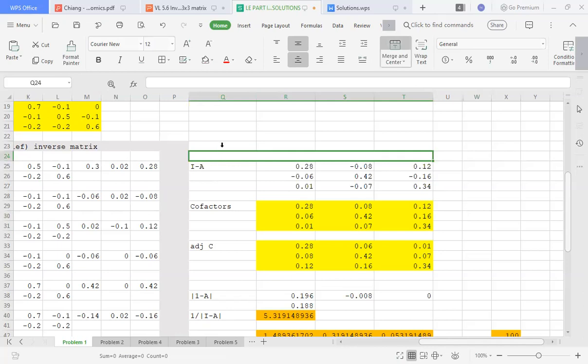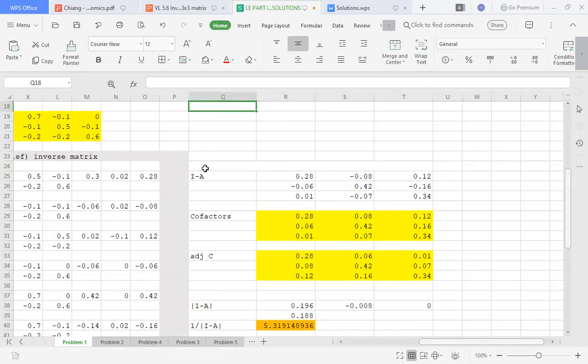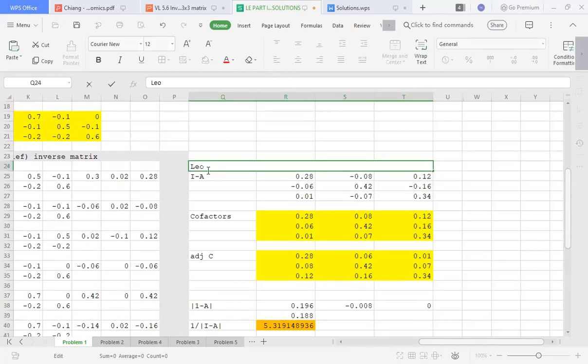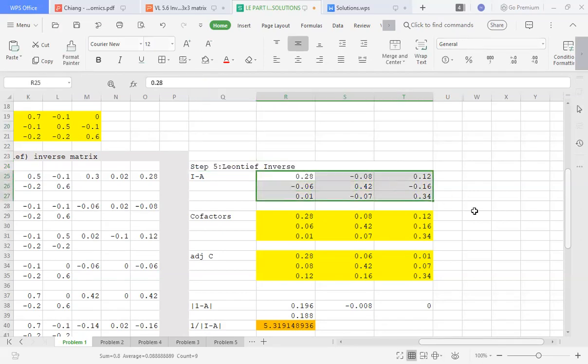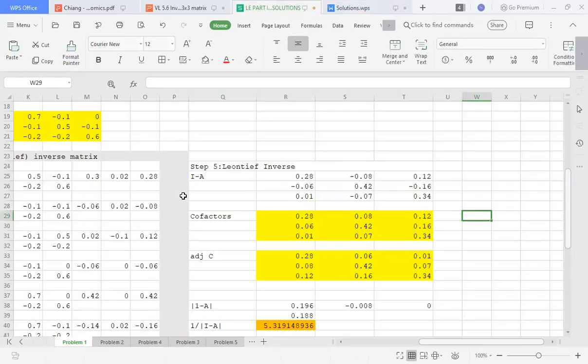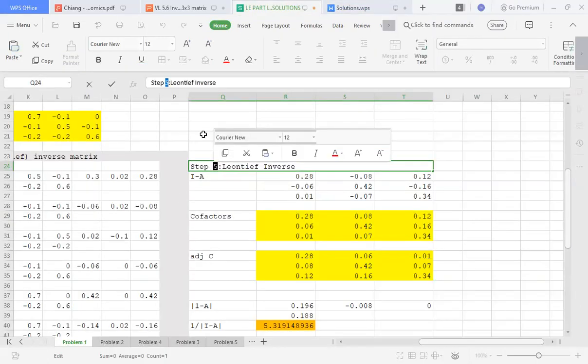Anyway, let me just write on this side. Okay, so this would be our Leontief inverse. So, inverse. Okay, if we'll still be following, let's have this one as step 5. Okay, Leontief inverse. No, step 4. So this will still be step 4.